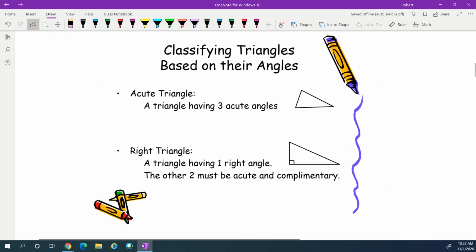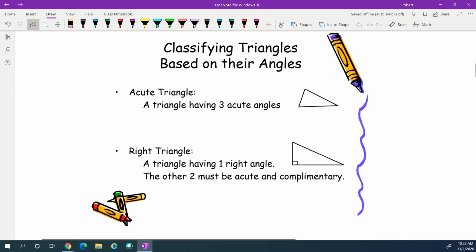Next, we talk about the kinds of triangles or classifying these triangles. And we can classify triangles based on their angle measurements or their side measurements. And there's a relationship between the two. So we always want to be as complete as possible. So let's look at a few definitions here. An acute triangle is a triangle that has three acute angles. A right triangle is a triangle that has one right angle.